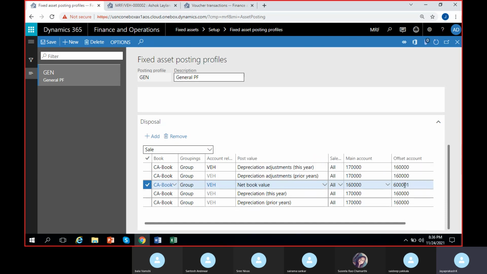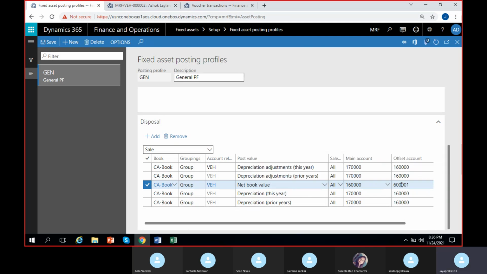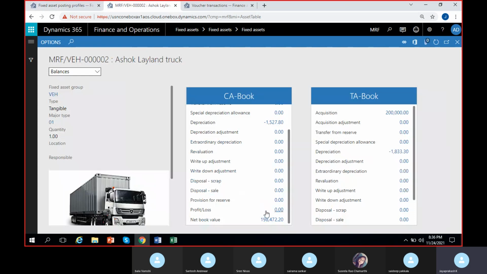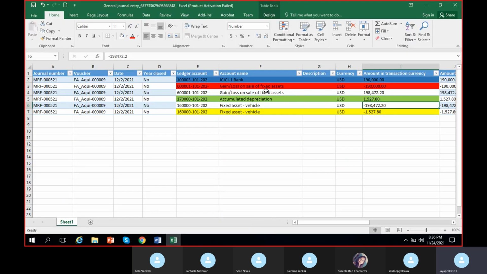So this is being credited and this is being debited since you are reversing the net book value or selling the fixed asset. So this account will be credited and this account will be debited, as you can see here in this Excel sheet. And in this one, the fixed asset vehicle account is credited with the existing net book value of 1,98,472. That's what we have here in the asset, 1,98,472. So for that existing net book value, it is reversed here, and the balancing account is gain or loss on sale of fixed asset for that voucher, if you would see.